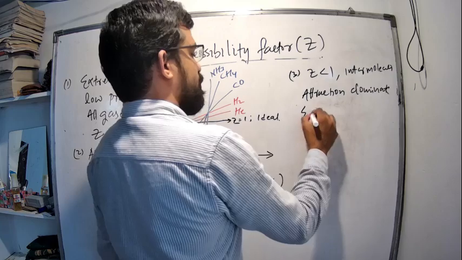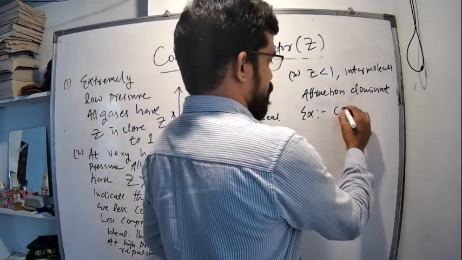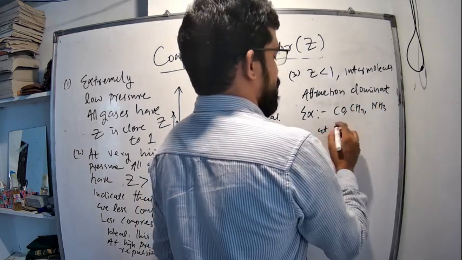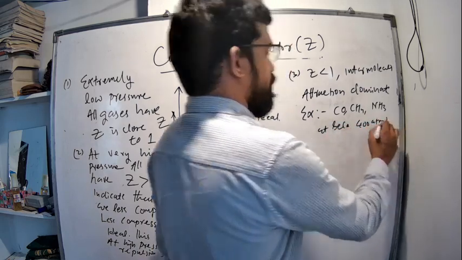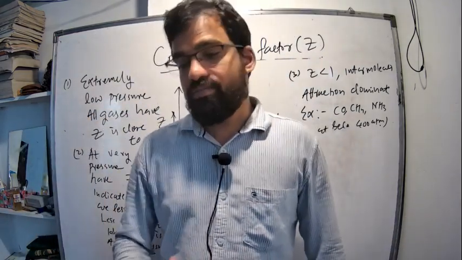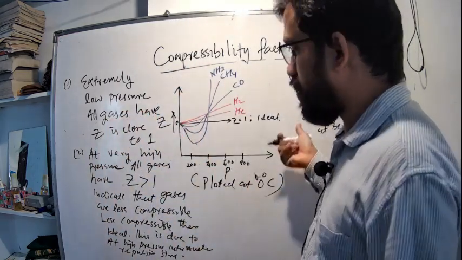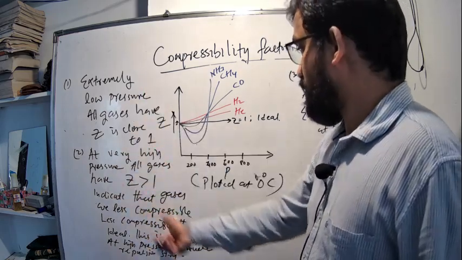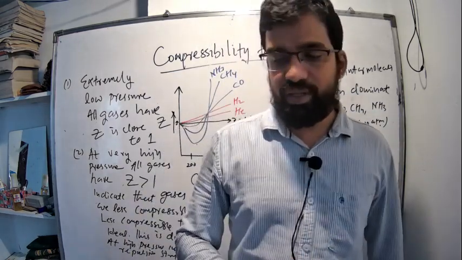Example, CO, CH4, NH3 below 400 atm pressure. So, this is all about the compressibility factor. Just remember this plot, compressibility versus pressure, and also remember the 3 conditions I have discussed. This is about compressibility factor.